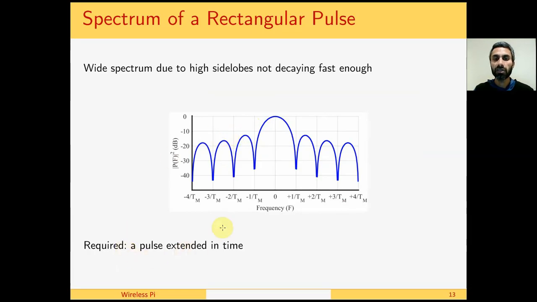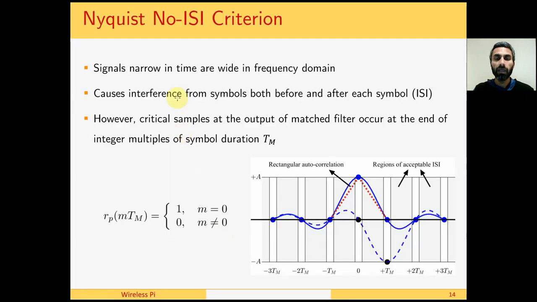What is required is a pulse that is extended in time domain. So what we do is that we expand the pulse shape. Instead of making it a rectangular pulse, we expand it, and when we expand it, it creates inter-symbol interference for the neighboring symbols.